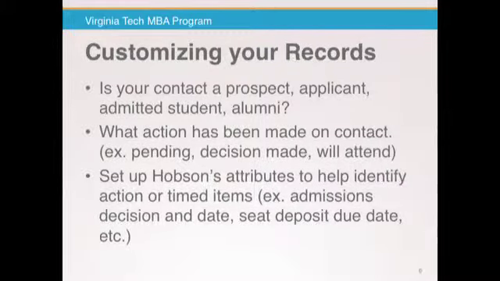Once a person tells you they're going to attend your university, have a communication plan to start the admitted student conversations and what they can expect when they get there, their housing information, their financial aid information, all kinds of cool things. Set up Hobson's attributes to help identify action or timed items, maybe their admission decision date, seat deposit due date, will attend dates. That kind of thing can drive what your messages are. And we're going to talk about some of those.